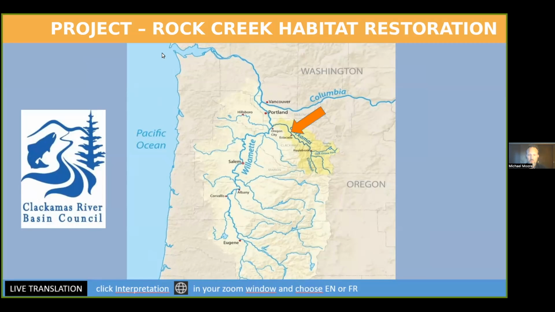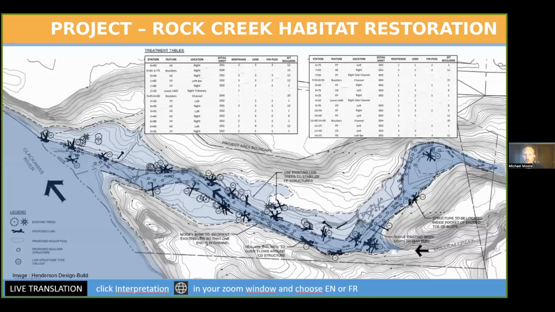The Clackamas River Basin Council was the owner of this project and was hoping to improve habitat quality and upstream mobility of salmon species in this reach. So here's an overview of the project reach. The light blue color gives you a sense for where the 100-year flow water surface elevation would reach out to in the floodplain. And then the darker blue is the 2-year flow, what we call ordinary high water in Oregon and Washington.